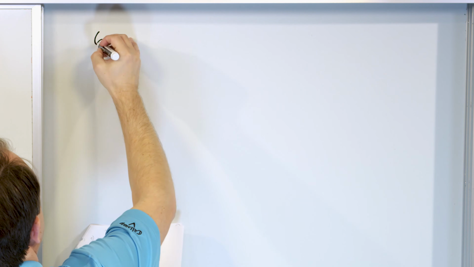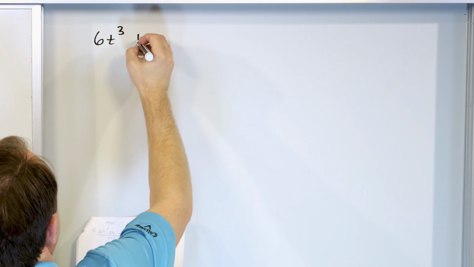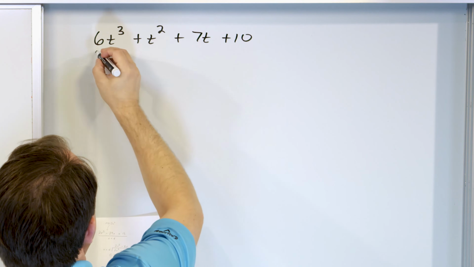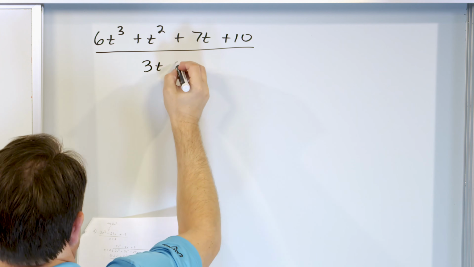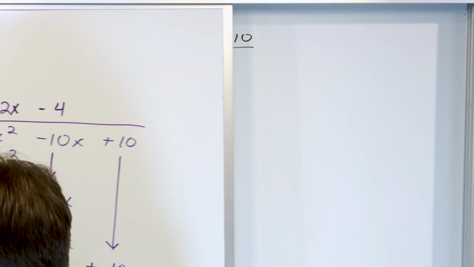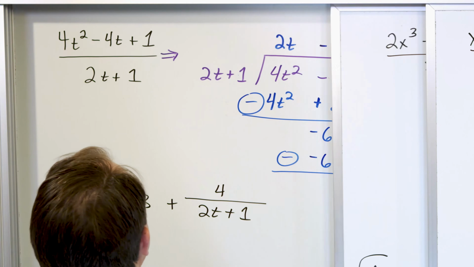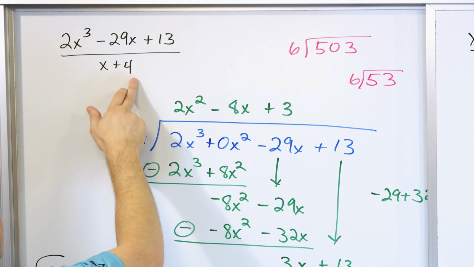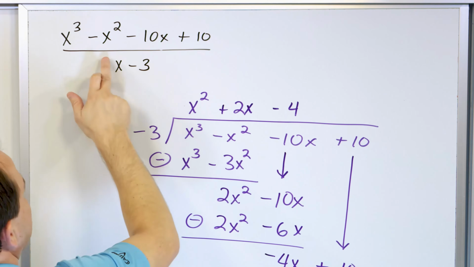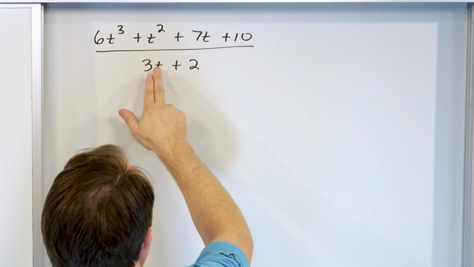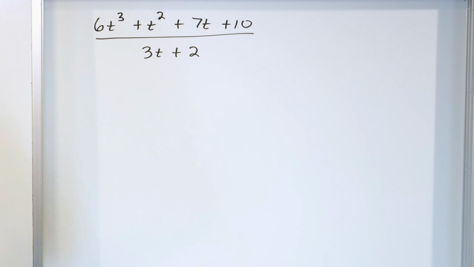Here we have 6t cubed plus t squared plus 7t plus 10. And now we're dividing by 3t plus 2. So 6t cubed plus t squared plus 7t plus 10, divided by 3t plus 2. Now in all the previous problems except for this one, what we're dividing by is just x plus something with a 1 in front, or x minus something with a 1 in front. The first one we did was similar to this, but here we have 3t plus 2. So the process is the same.